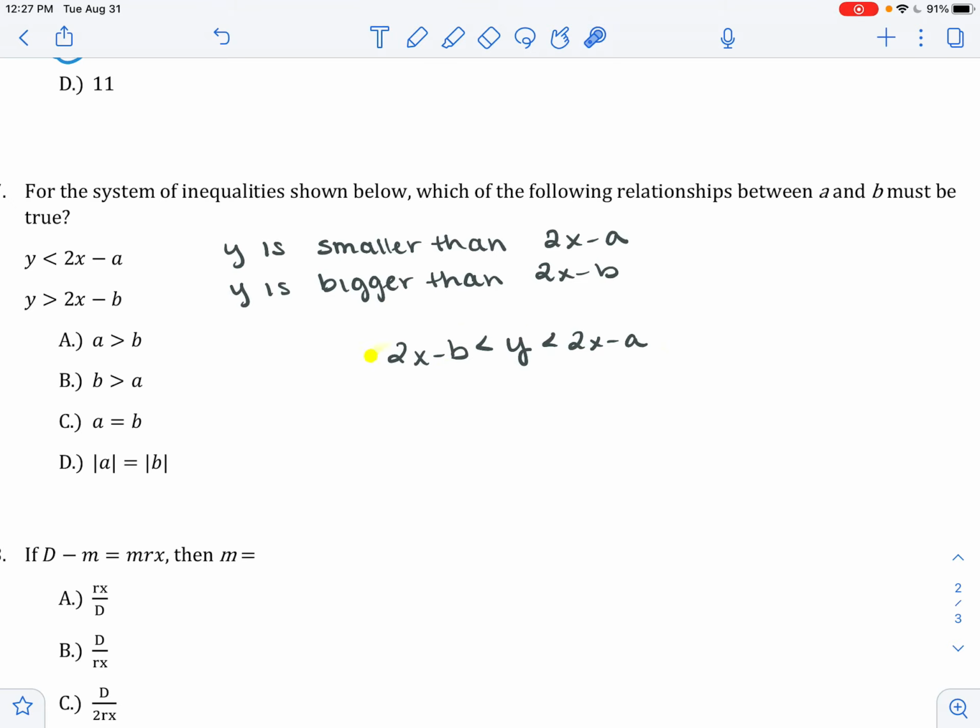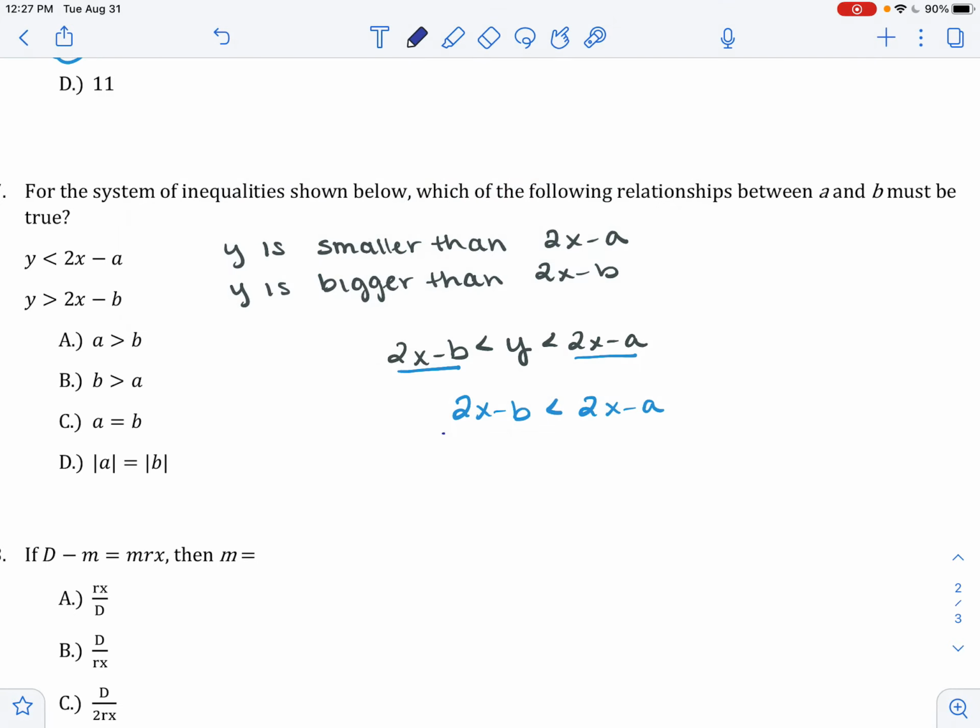Notice that this still tells me the same information that I translated up here, right? Y is bigger than 2x minus b, which was from this second statement, and y is smaller than 2x minus a, which comes from this first statement. So y is in between the quantity 2x minus b and 2x minus a. What that allows us to do is just focus on comparing 2x minus b and 2x minus a. From this compound inequality, we know that 2x minus b must be less than 2x minus a.